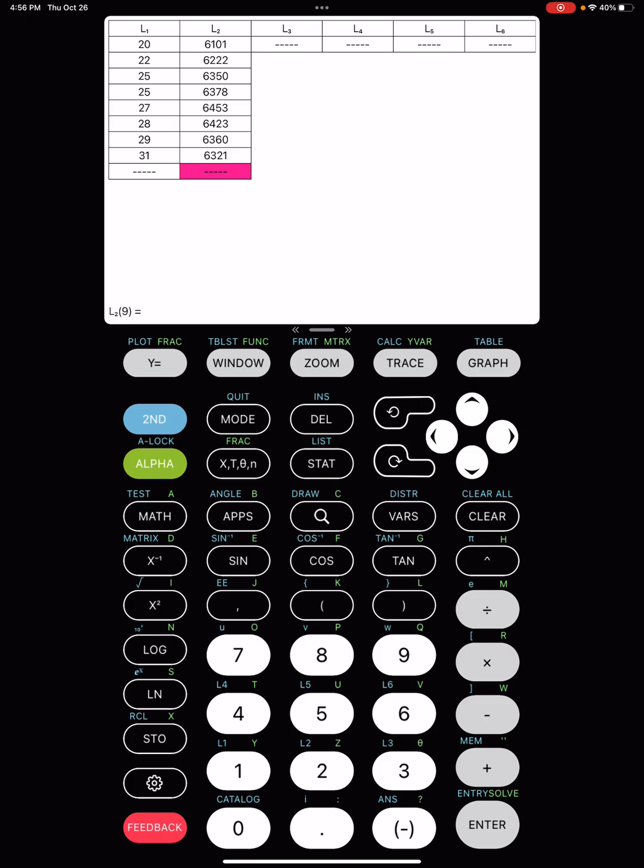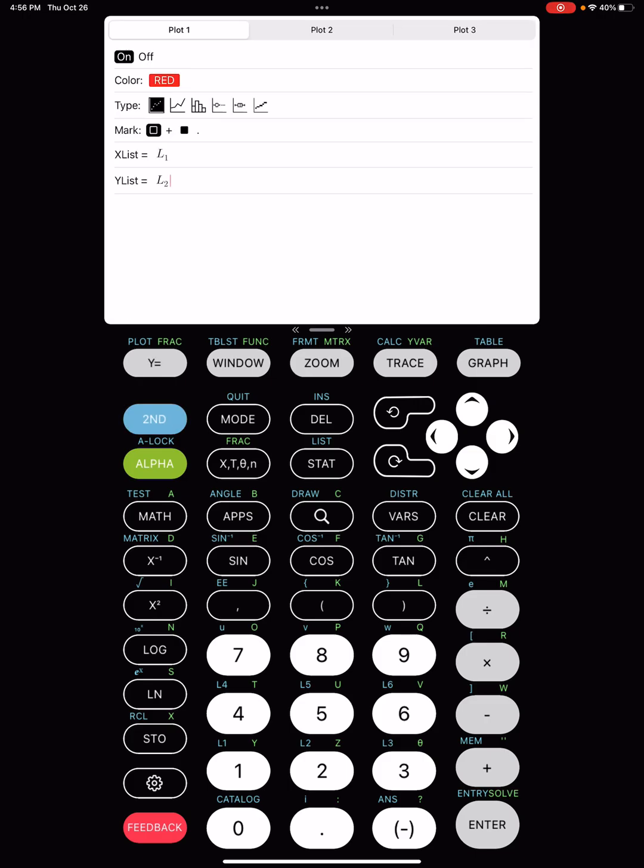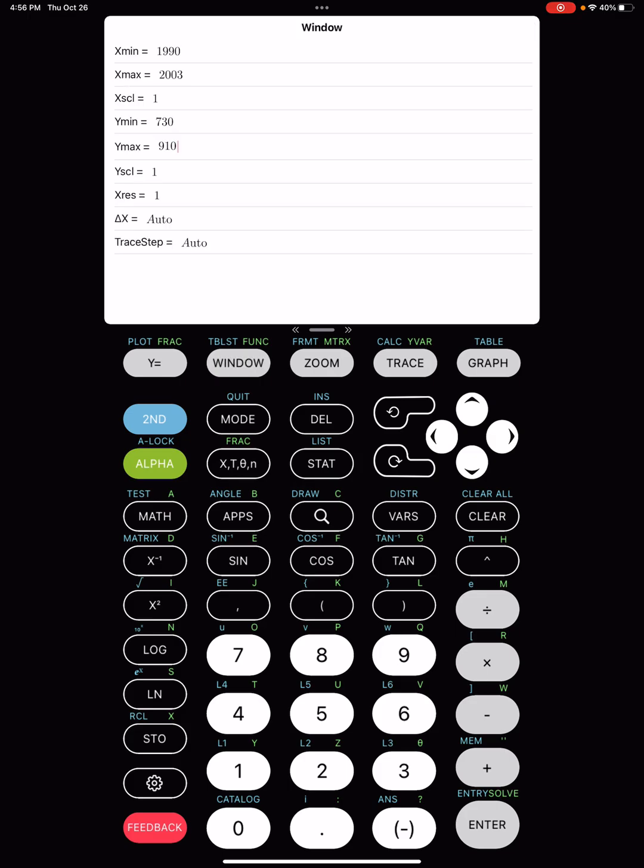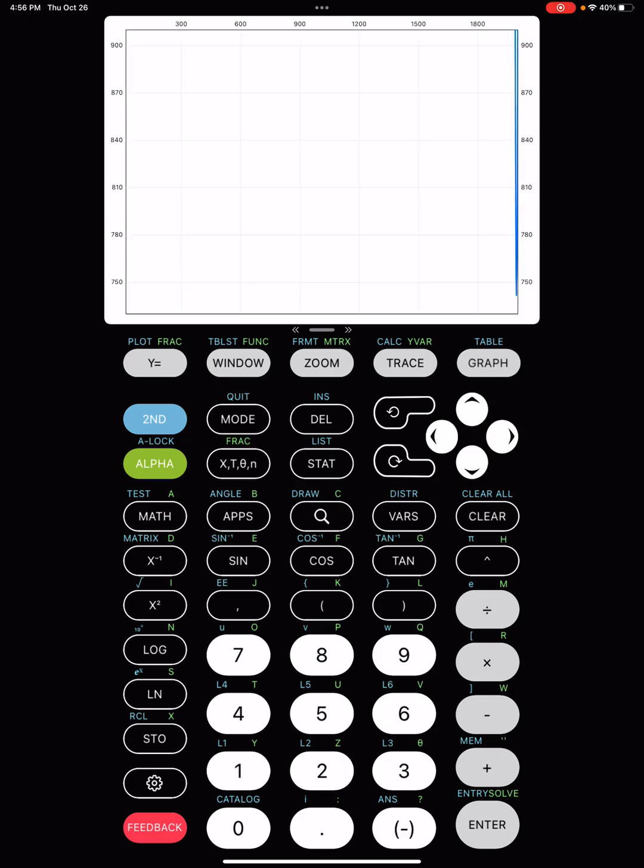As soon as you get all of that in, you can plot your data. You just need to make sure your window, like my window here, should be my X minimum would be about 20. My X maximum would be 32, nope, actually scale. Nope.